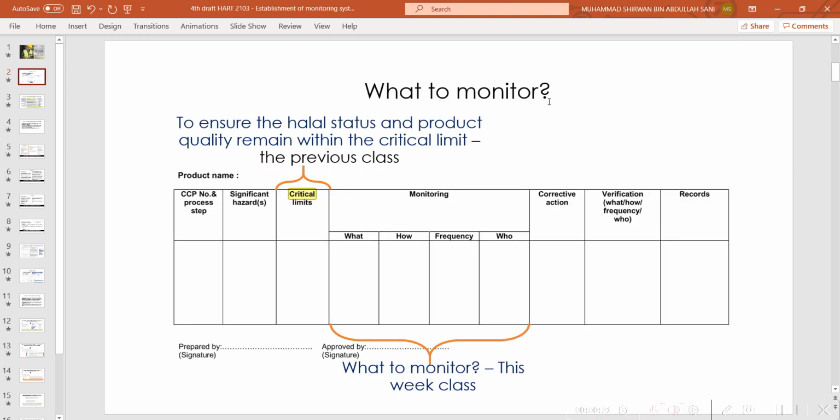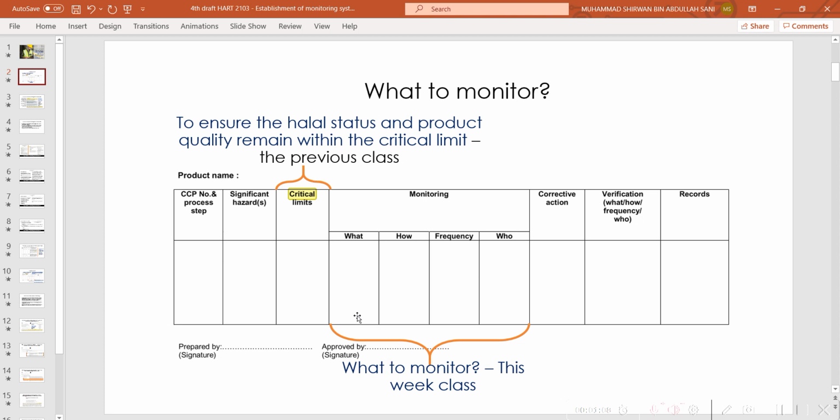What we have learned in the previous class is one column in the Halal Toiban Risk Management Plan Summary. So this table is named as Halal Toiban Risk Management Plan Summary. And from the last class, we talked about this column, which is critical limit. This critical limit shall be prepared according to certain requirements. The critical limit is set up to ensure that the halal status and product quality remain within the critical limits, whether it's halal or whether it falls into the requirement of Toyyiban. So this is the topic that we learned in the previous class.